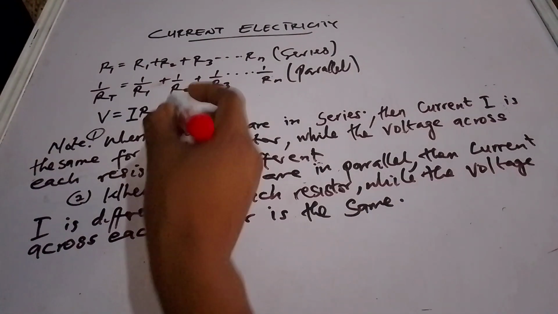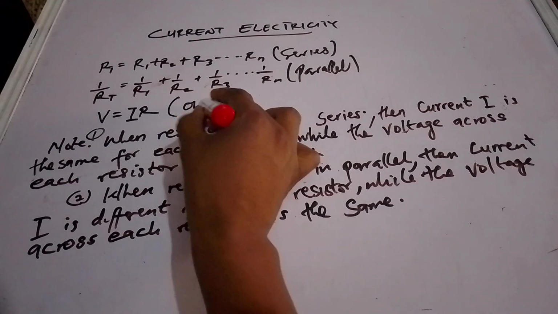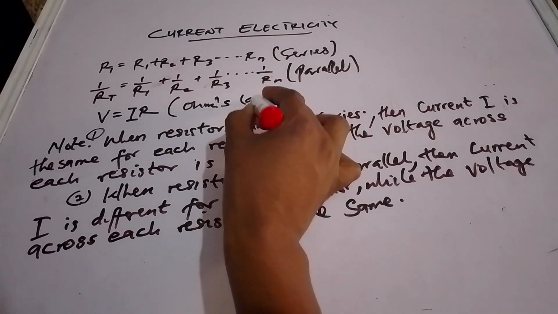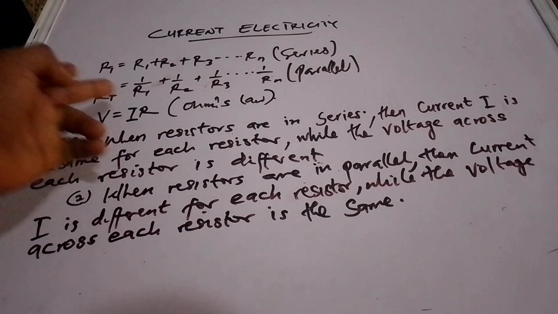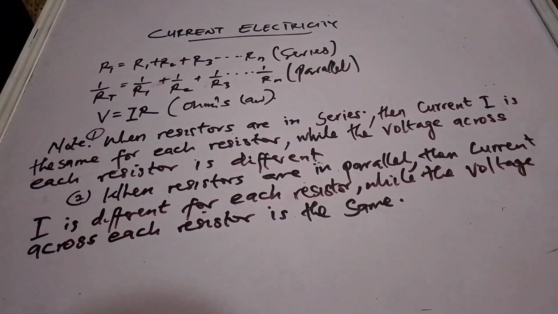Then we'll also be using this formula, which is V equals IR. That is Ohm's law. So this is the mathematical representation of Ohm's law, which states that the current is directly proportional to the potential difference, provided the resistance of the circuit is kept constant.